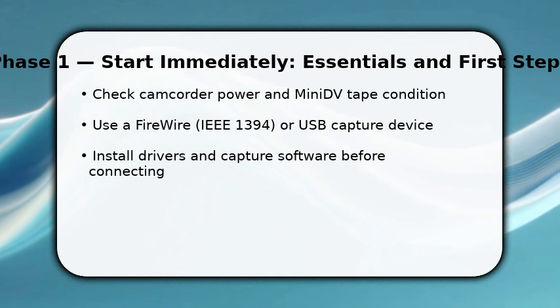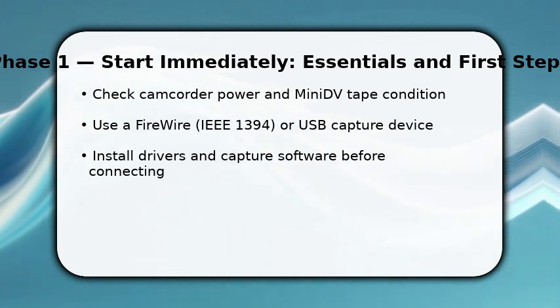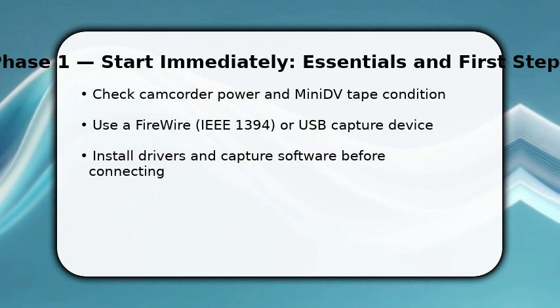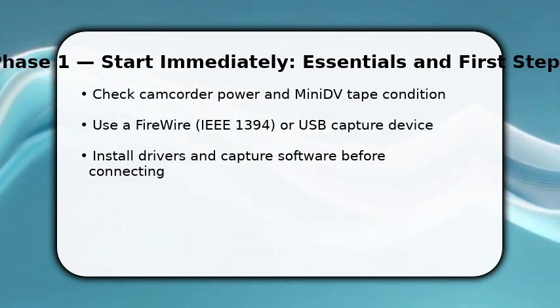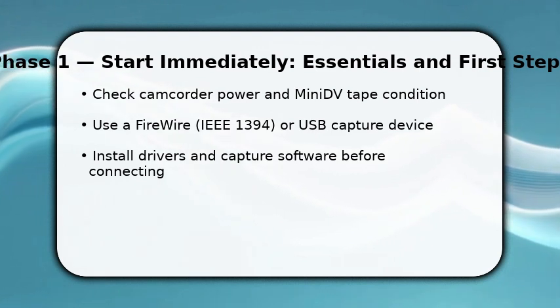Connect the camcorder to the PC with FireWire if available, otherwise use a high-quality USB capture dongle. Install and open capture software, Windows Movie Maker, OBS, or vendor tools so the system recognizes the input.